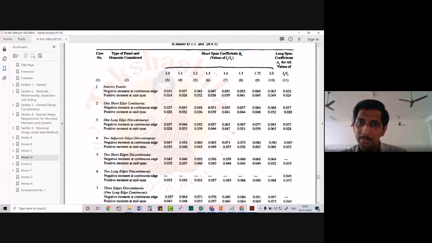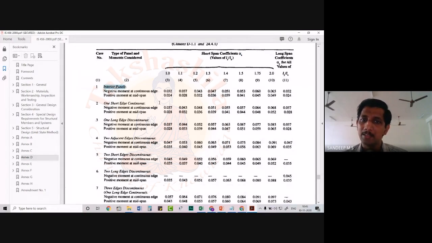Alpha x value will be different based on the type of the panel you are choosing and the span along which you are designing. Okay, so let's take one. Coming back to this, the first panel which we considered was having continuity on all the sides. Such a panel is normally called an interior panel.